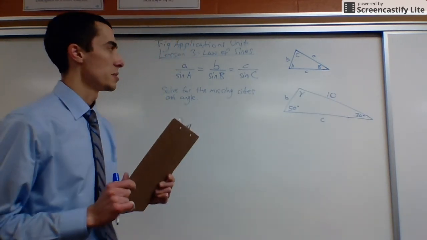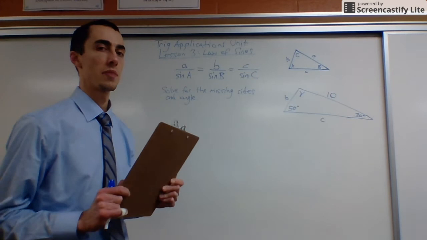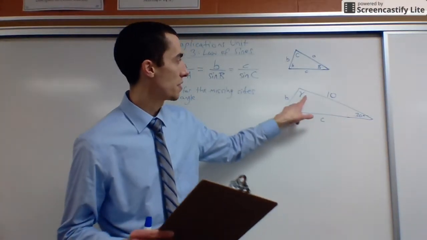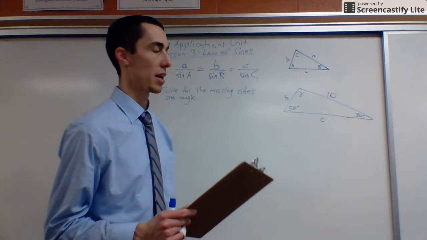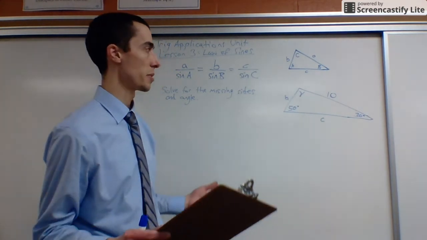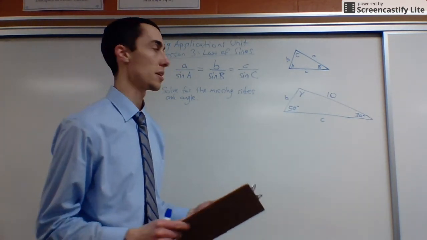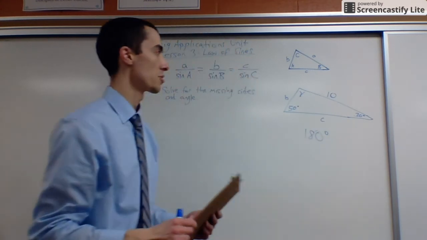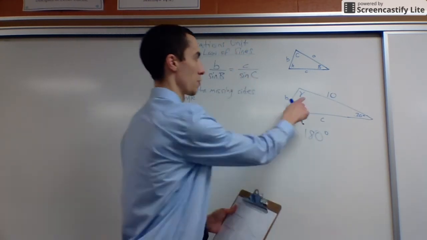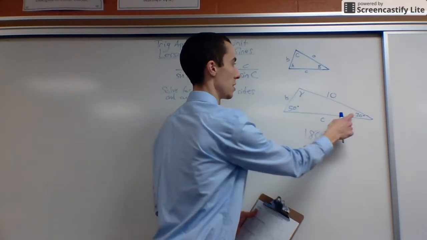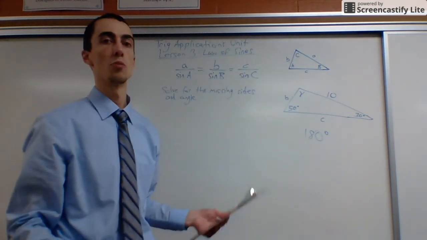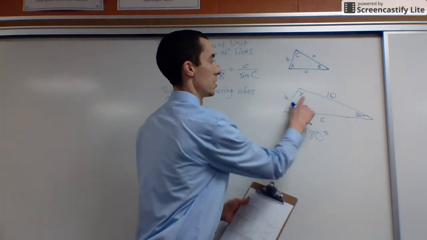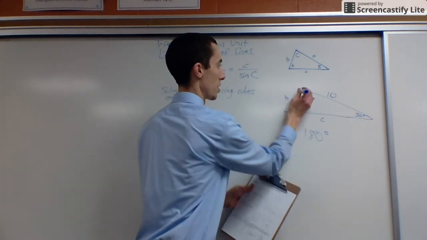Now, we need to solve for the missing sides and the missing angle. In problems like this, I look inside my triangle and see, can I figure out this third angle without having to use the law of sines, using information from the past? In this case, I can. The total of the three angles in a triangle is 180 degrees. And so I know that this one will be 180 minus 50 minus 30, which is 100. And so this letter, which is the Greek letter gamma, equals 100 degrees.